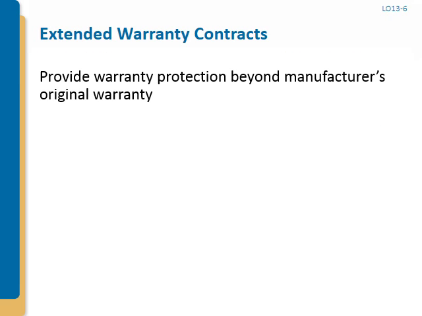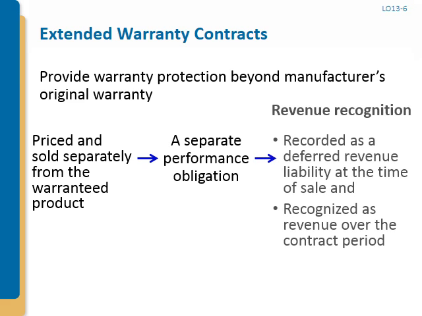An extended warranty provides warranty protection beyond the manufacturer's original warranty. Because an extended warranty is priced and sold separately from the warranted product, it constitutes a separate performance obligation. Cash typically is received up front when the extended warranty is sold. However, revenue from separately priced extended warranty contracts is not recognized immediately, but instead is recorded as a deferred revenue liability at the time of sale and recognized as revenue over the contract period.